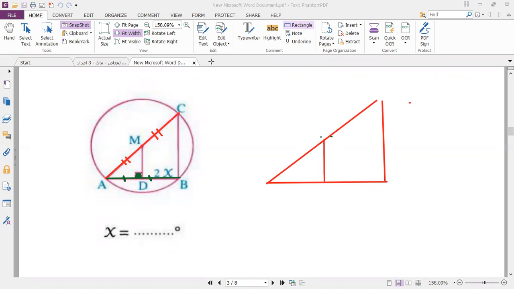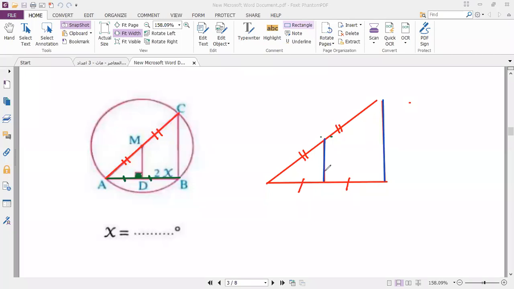If there is a line segment drawn from the two midpoints of two sides of a triangle, this line segment is parallel to the third side. The line segment joining the two midpoints of two sides of a triangle is parallel to the third side, and equals half of the length of this side.